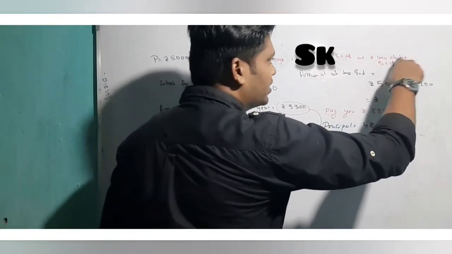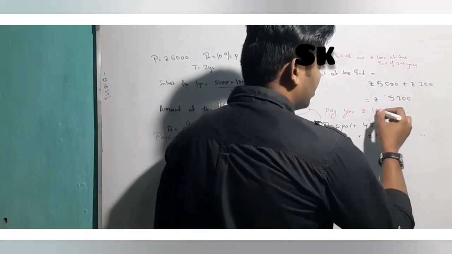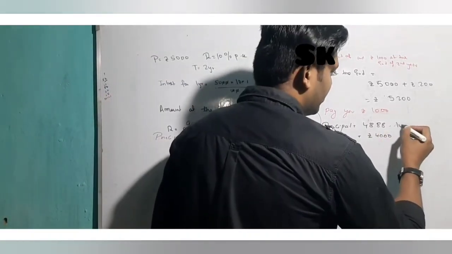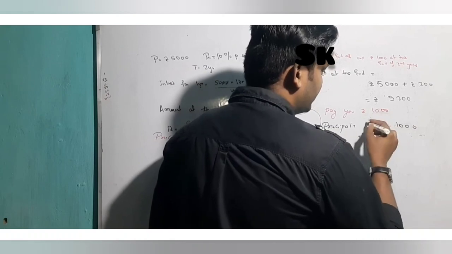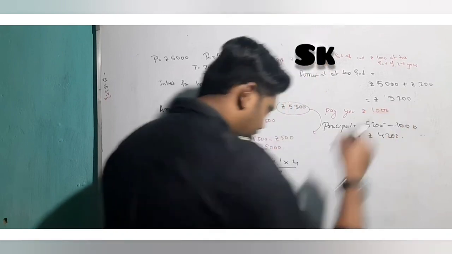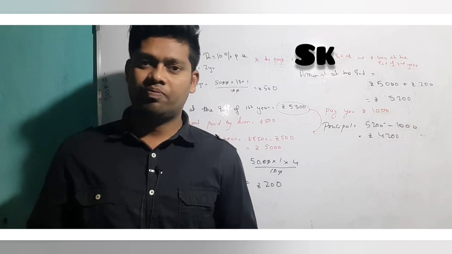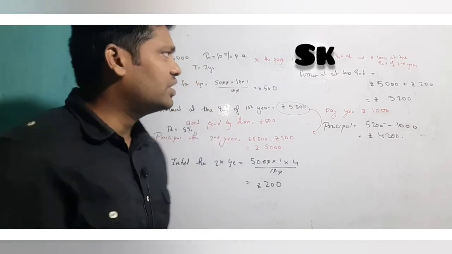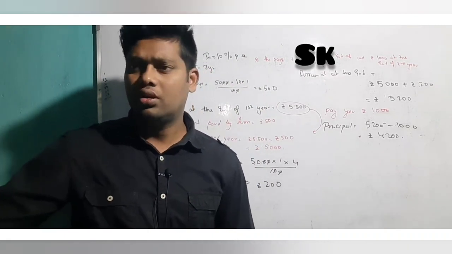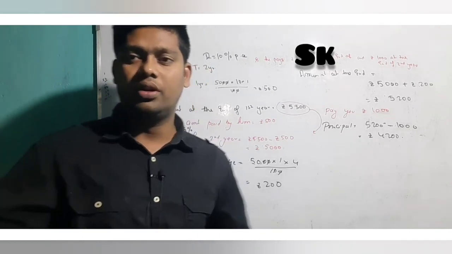Again he is saying he has paid 1,000 at the end of the second year. So what I have to do? 5,200 minus 1,000, which is 4,200. So this is the amount which is outstanding at the end of the second year. Nothing is different, the thing is that the rate of interest is different for different years. Clear, understood? So this type of question may come in the exam, most probably.